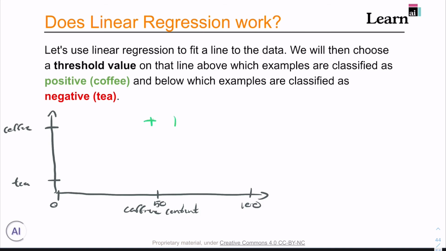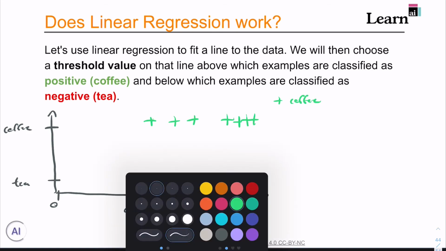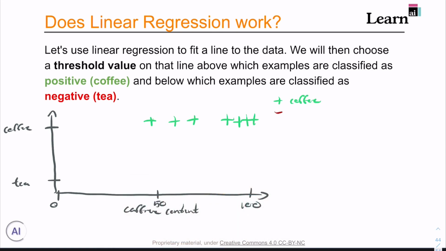Say coffee. These are all coffee examples because they're plus. Okay, I'm going to say plus is coffee. Negative is tea. I'm using colors and position here just to make things extra clear. Okay, so let's say we want to fit a line to this.